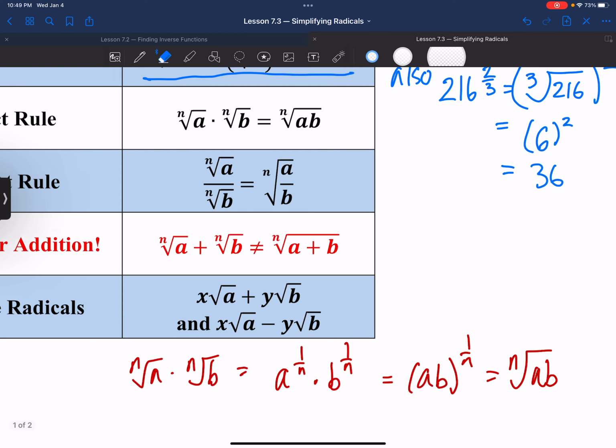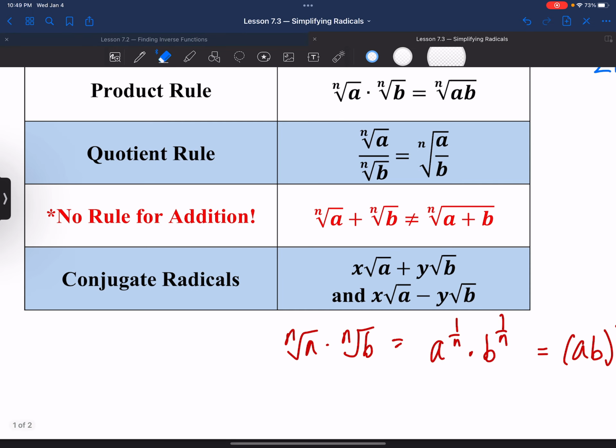Okay. And finally, the last little thing here. This is probably what I'll record in part 3, or maybe I won't make a part 3 and I'll just teach it in class. I don't know. But we're going to talk about conjugate radicals. And so you can see these radicals here, x root a plus y root b. The conjugate of that is x root a minus y root b.